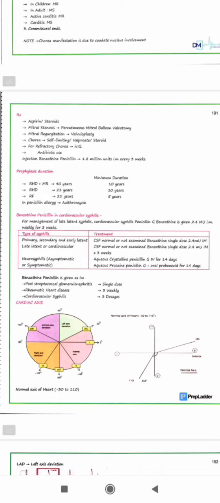Now, benzathine penicillin in cardiovascular syphilis, we're going to manage for late latent syphilis. The types of syphilis and their treatment are respectively given, which we have to remember.